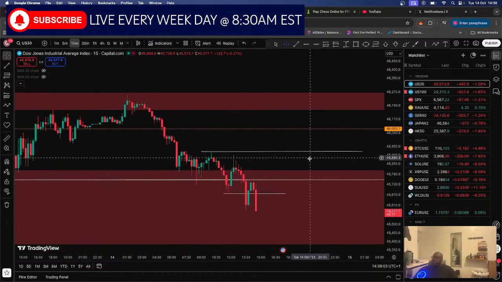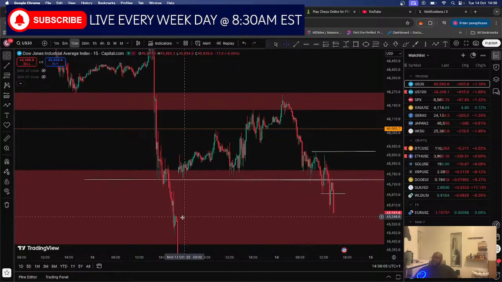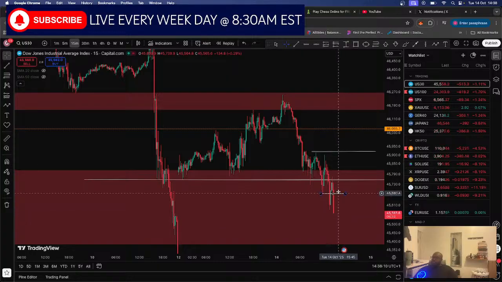And what's most likely going to happen today, after we close this gap, I assume, is we should see some sort of buying pressure come back into the market.